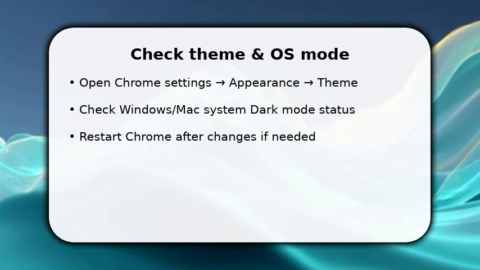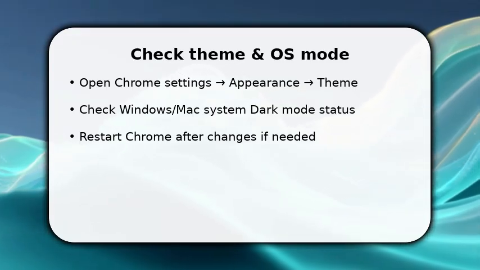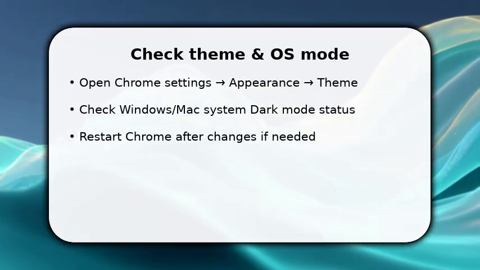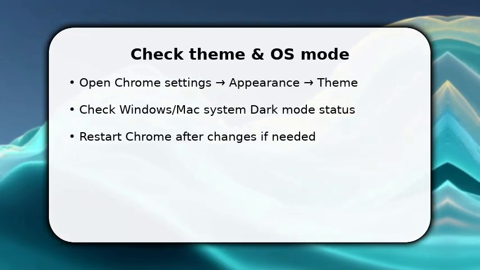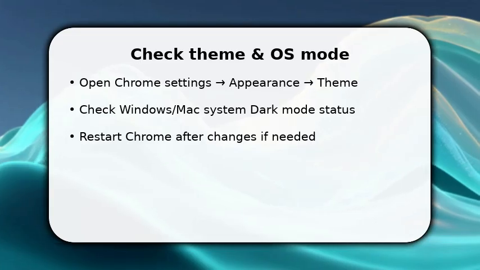You'll start by checking Chrome's theme and your operating system mode so you can change the source of dark appearance. Open Chrome, go to Settings, then Appearance and inspect Theme. Switch to Light if available.